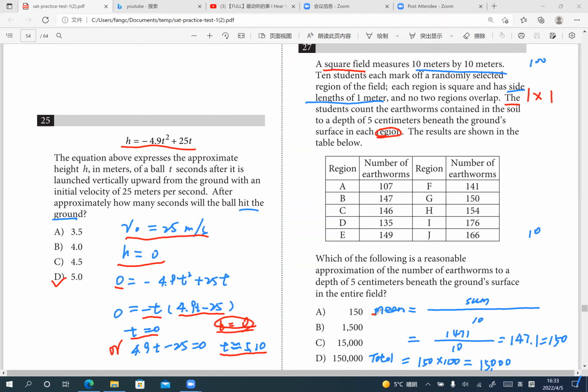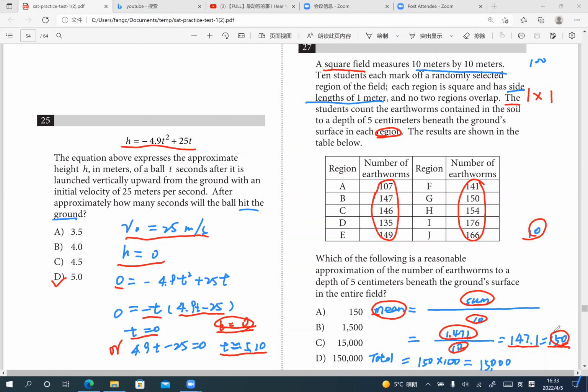The better way is to find the mean. We use the mean to approximate the number of earthworms in each small region. So mean equals the sum divided by the number of values, which is 10. There are 10 small regions, and the sum of those 10 values, we do the calculation, is 1,471, and divided by 10, our average value is 147.1, which is about 150. So this is the average number of earthworms in each small region.